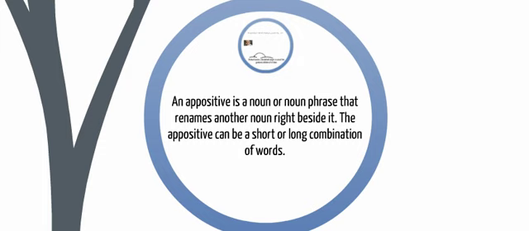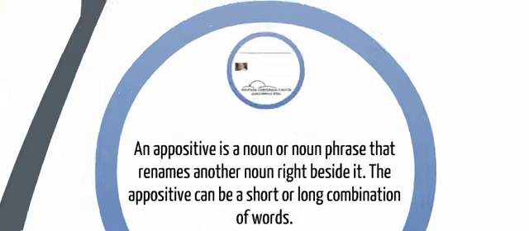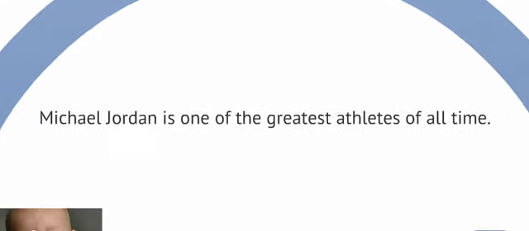An appositive is a noun or noun phrase that renames another noun right beside it. The appositive could be a short or long combination of words. Let's take a simple sentence. Michael Jordan is one of the greatest athletes of all time. This sentence should make sense to you because you're in high school and you've heard the name Michael Jordan, you've seen his highlights on ESPN, and you know that Michael Jordan is one of the greatest athletes of all time.